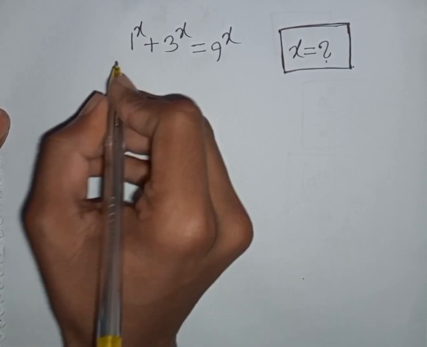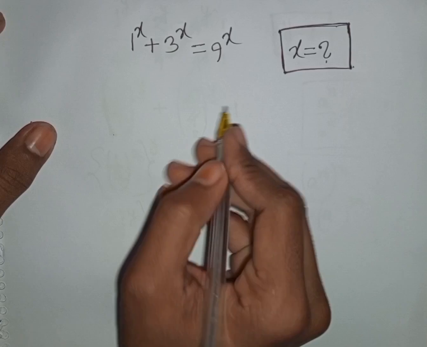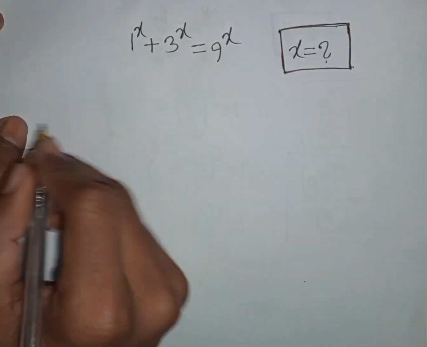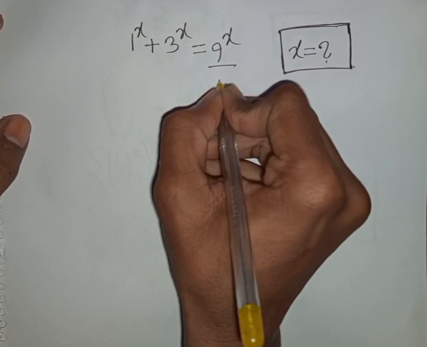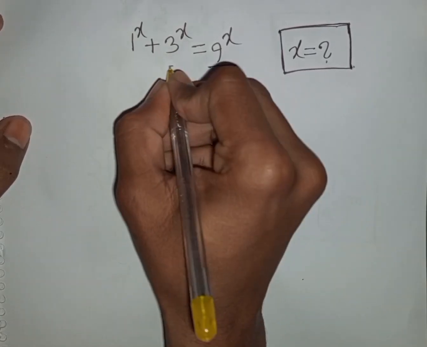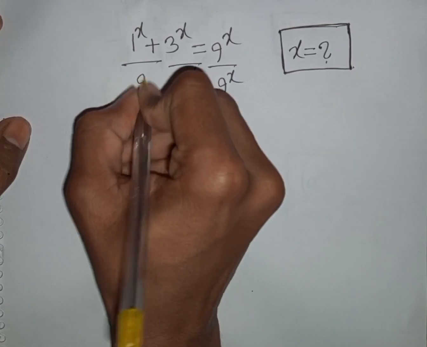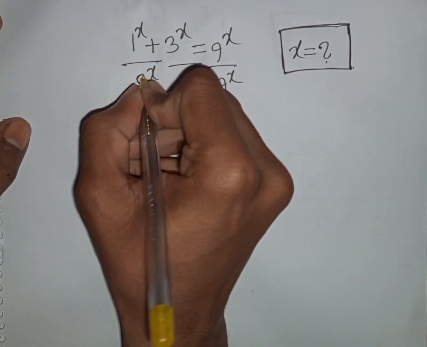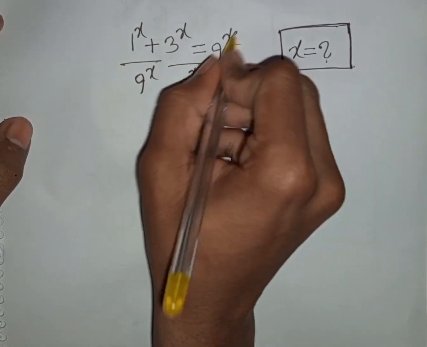How to solve 1 power x plus 3 power x is equal to 9 power x. Find the value of x. So at first we divide by 9 power x on both sides. So 9 power x divided by 9 power x, divided by 9 power x. Now we see this 9 power x will be cancelled.